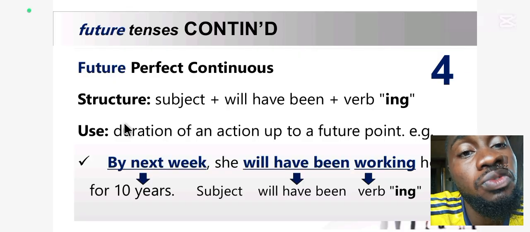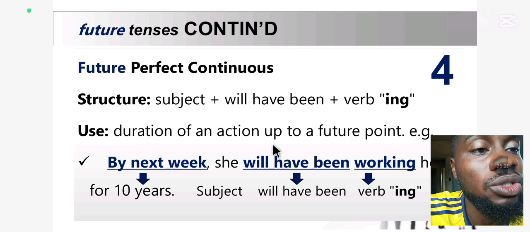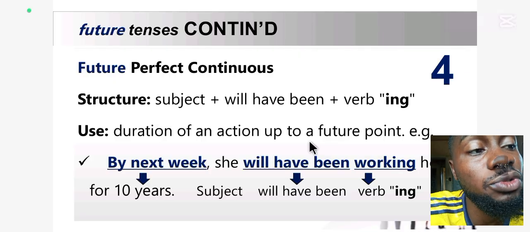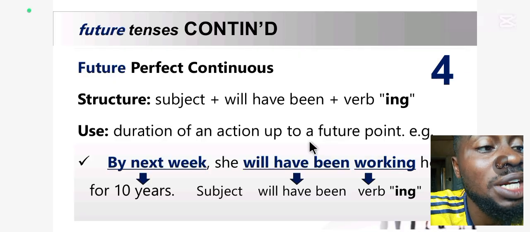What is it used for? Duration of an action up to a future point. It is used when you are trying to state the future point that an action is going to reach or attain.